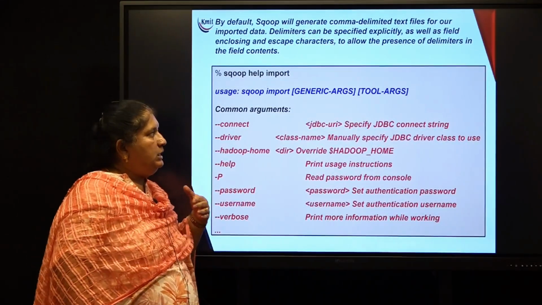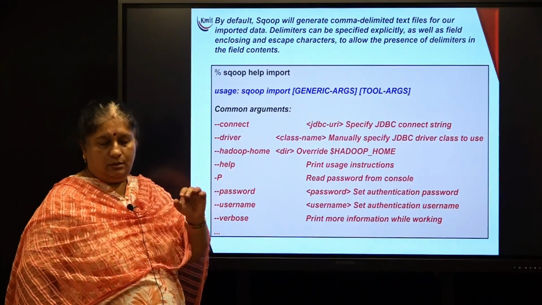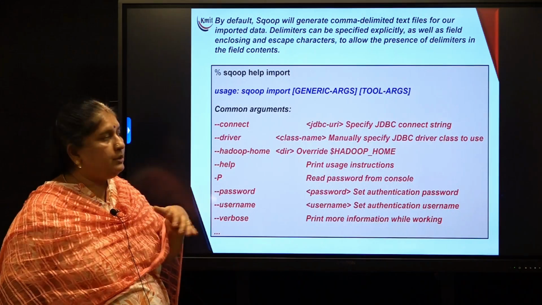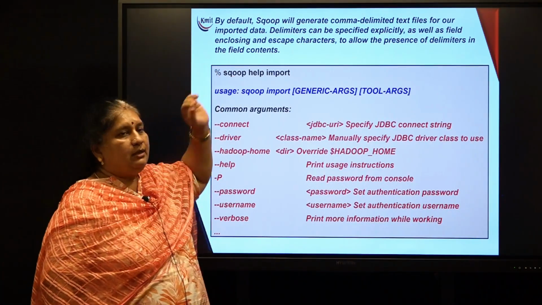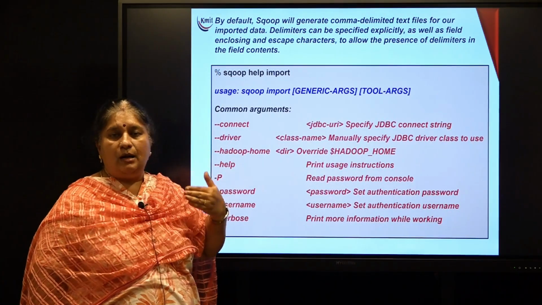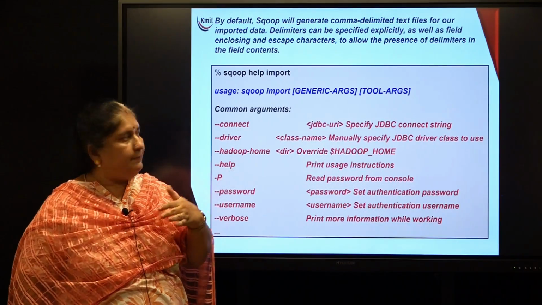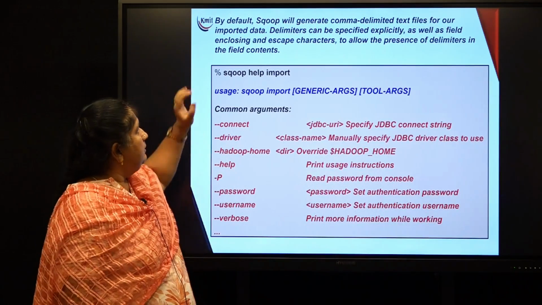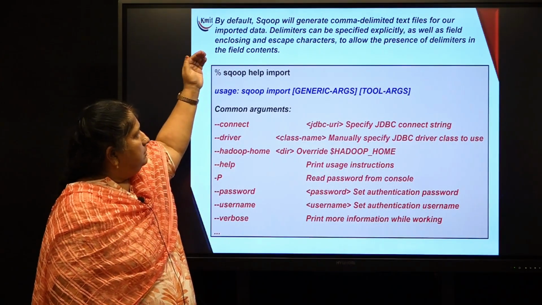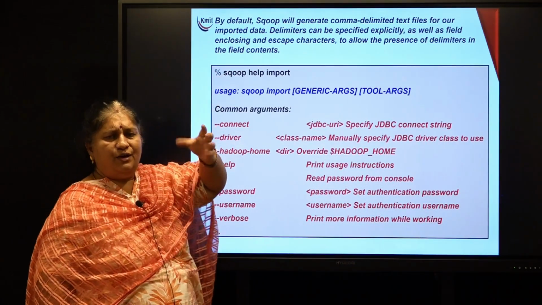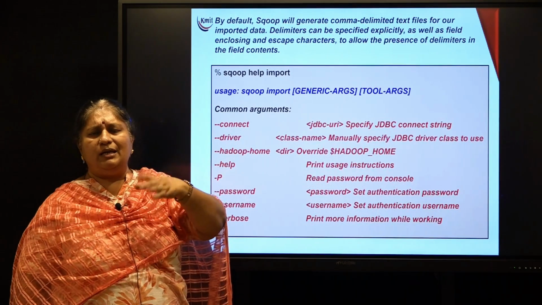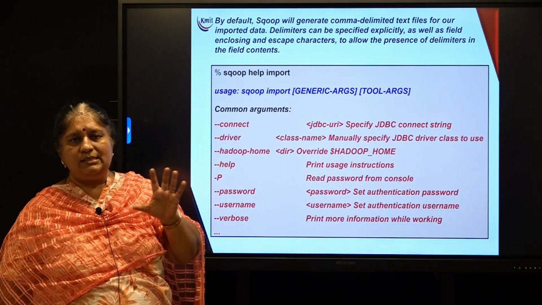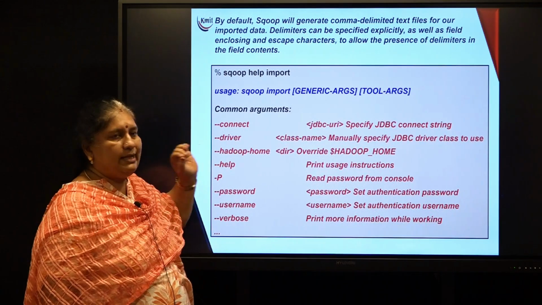When you import data using Sqoop import, it will generate a text file, which is comma separated data. Whenever it generates comma separated data, the text file delimiters are fixed. For every field it will just insert a comma, and it looks like a CSV file, but it is a text file.